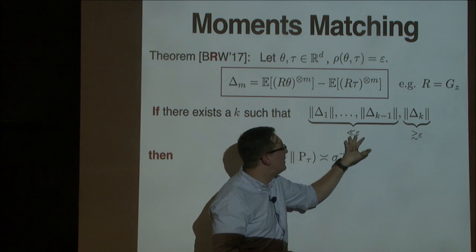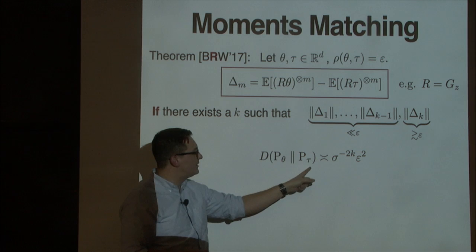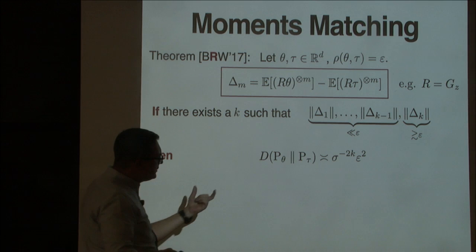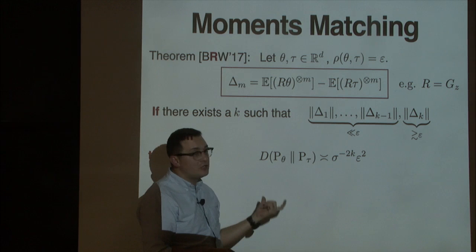Then if this happens, the KL divergence, so this d here is the relative entropy between p theta and p tau, scales like epsilon squared, which is just the parametric rate, but with sigma to the minus 2k. So here this is how far those distributions are, and this ultimately tells me if I can distinguish theta from tau from the observations that I'm getting. If this is large, I need very few observations to distinguish between theta and tau.